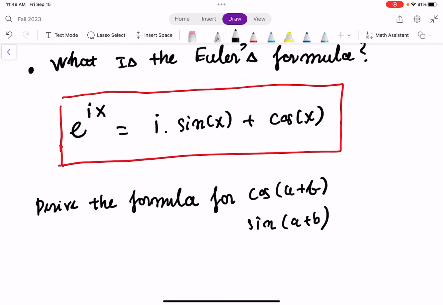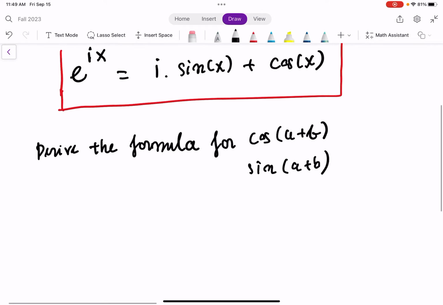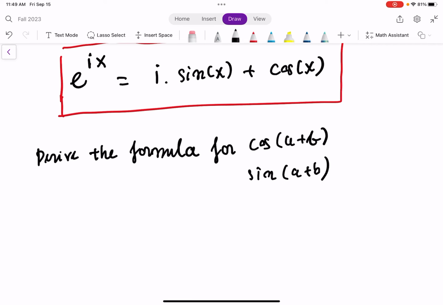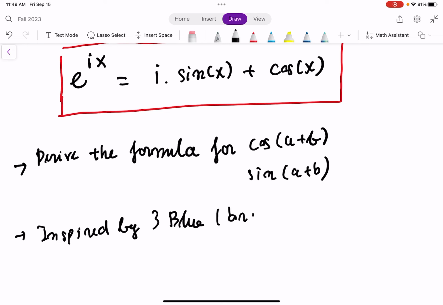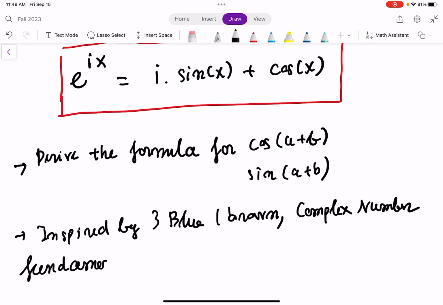This idea is inspired by 3Blue1Brown. He's great. I have the link of his video below, so you can check it out. The video is called Complex Number Fundamentals. It's on YouTube, and I think it starts around minute 54:33. Without further ado, let's go ahead.